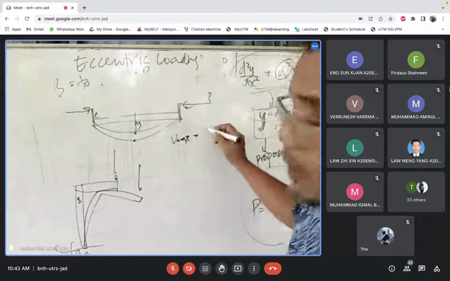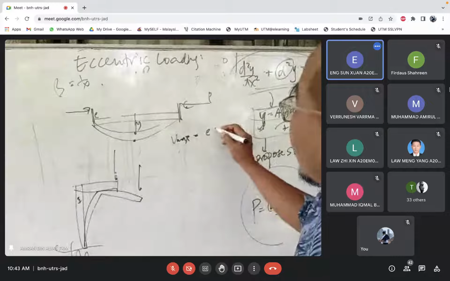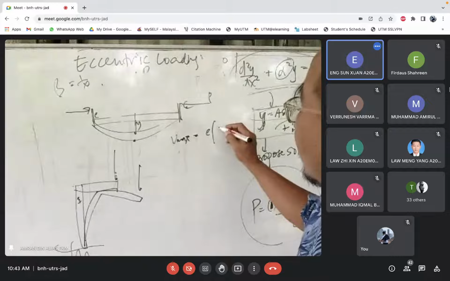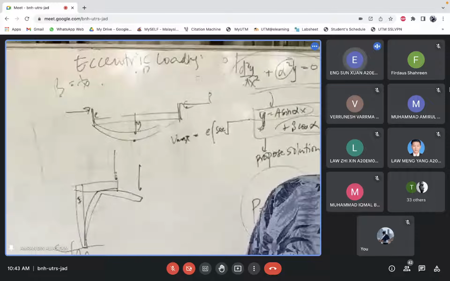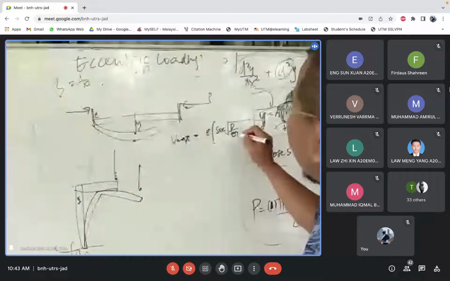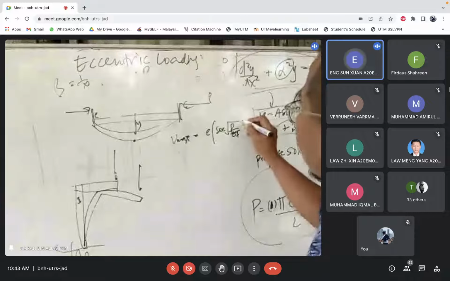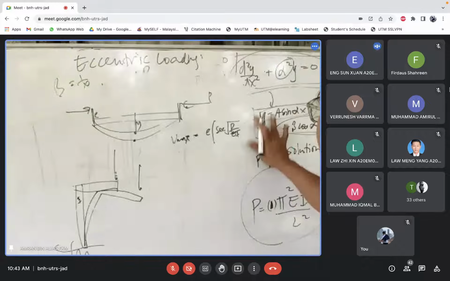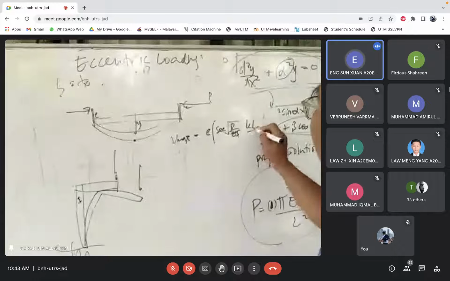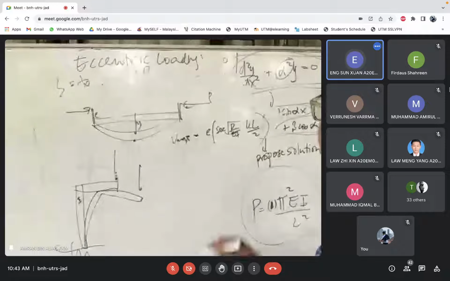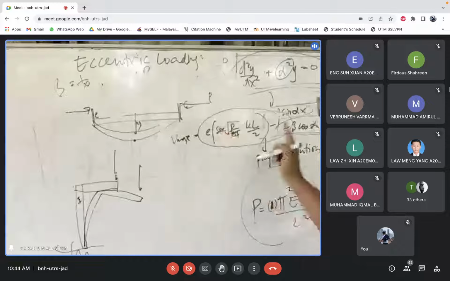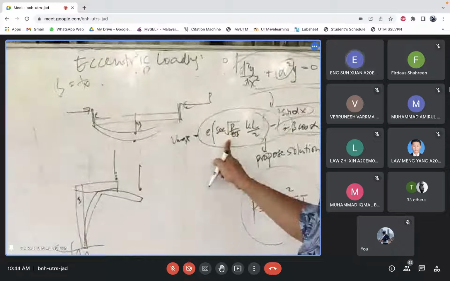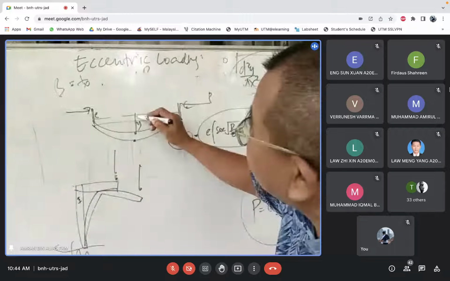Y is E, big bracket, then secant, square root of P over EI, then out of the square root, KL over 2, then bracket, minus 1. Whatever it is, those values can be calculated, right? And then you get the Y there.